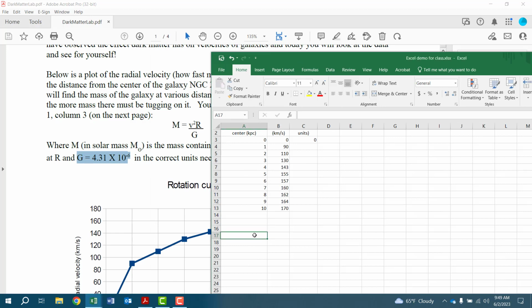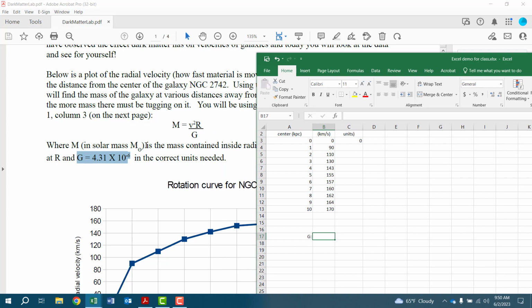So down here in the empty space, I'm going to make a cell that says G. I think I prefer to have that letter be on the right side. And then here's where I enter the formula. Since I'm implementing scientific notation, Excel requires me to put an equal sign, like I'm doing math. 4.31 times, I use the asterisk, 10 raised to the, and that's shift 6, the power of 10 is -6.